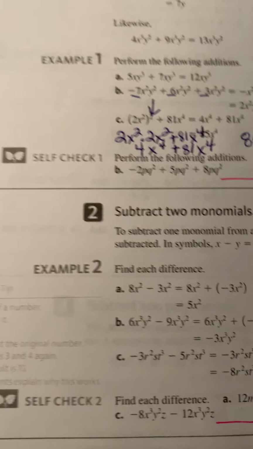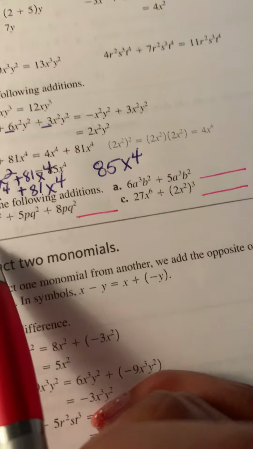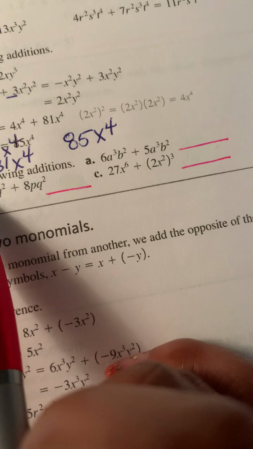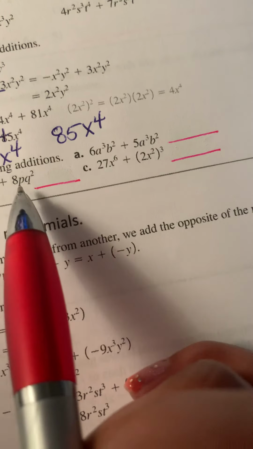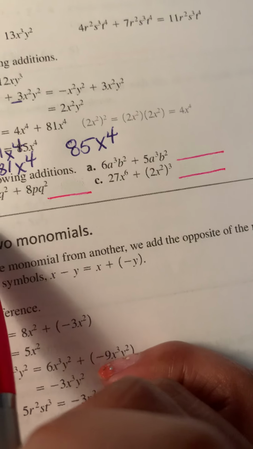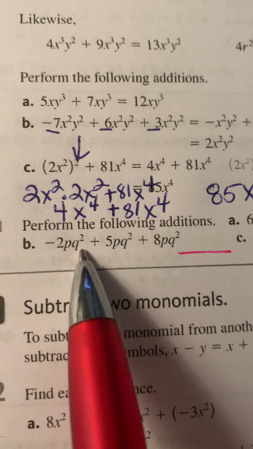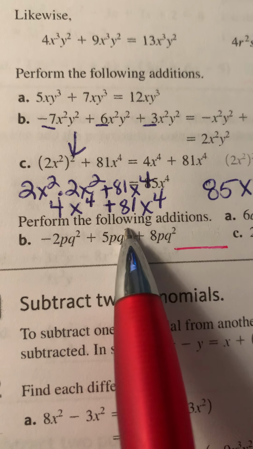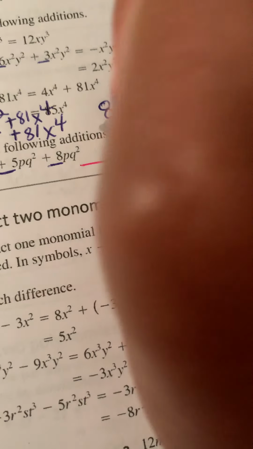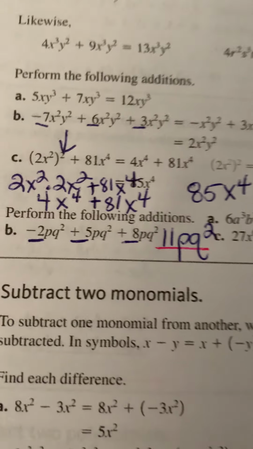Let's try the self-check. You want to make sure it's the same: pq squared, pq squared, pq squared. They are like terms. So negative 2 plus 5 is 3, and 3 plus 8 is 11 pq squared.